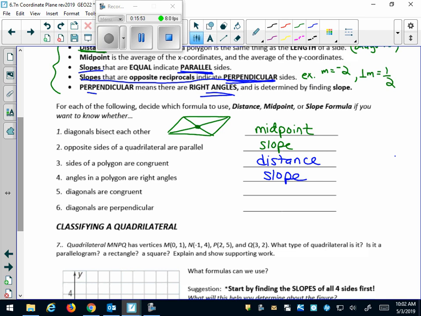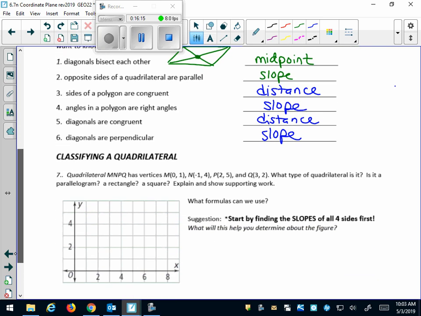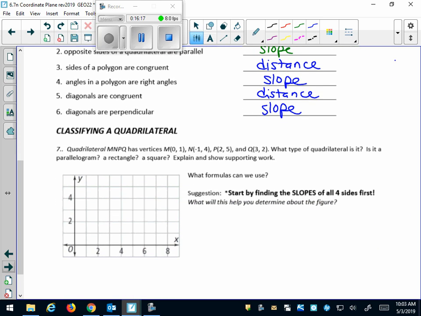Okay, diagonals are congruent. Distance, good. Diagonals are perpendicular. Slope. Okay, so anything that says parallel or perpendicular is going to be slope. Anything that says congruent is going to be distance. And then midpoint would be like a bisect each other.